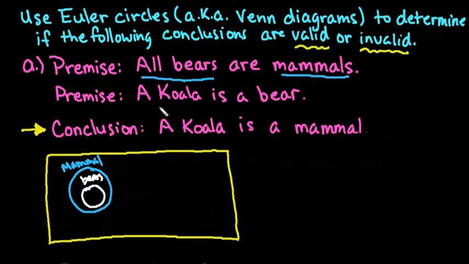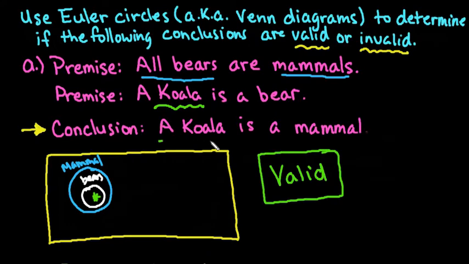Now within that, we have a koala. A koala is a bear. So a koala is within the circle of bears, which is in the circle of all mammals, and there's nowhere that it would fall on the outside of this. So this is known as a valid argument, that a koala is a mammal because all bears are mammals. All of the bears are within the circle of mammals, and a koala is inside the circle of bears, so it has to be within the circle of mammals.